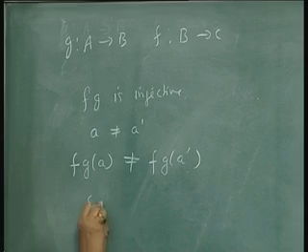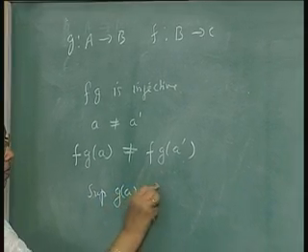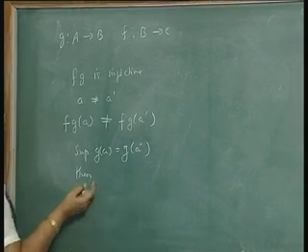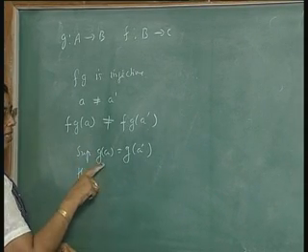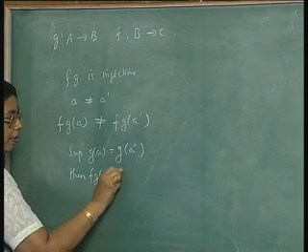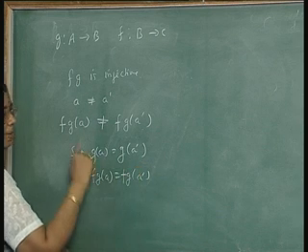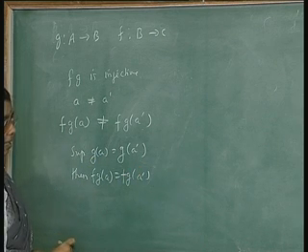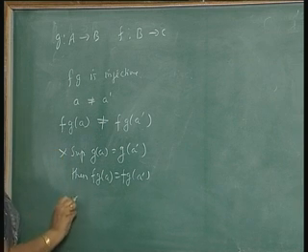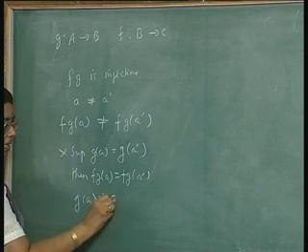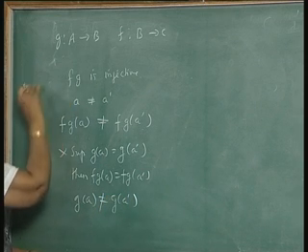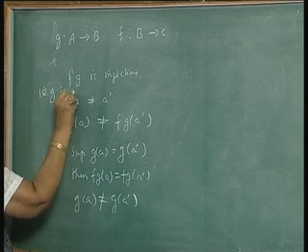But suppose g(a) is equal to g(a dash). If g were not injective, you may get a case like this. In that case, fg(a) will be equal to fg(a dash), isn't it? Mapping this onto f, you will get this. But you know that fg(a) is not equal to fg(a dash), so this cannot happen. So, g(a) will not be equal to g(a dash), that is, g is injective.